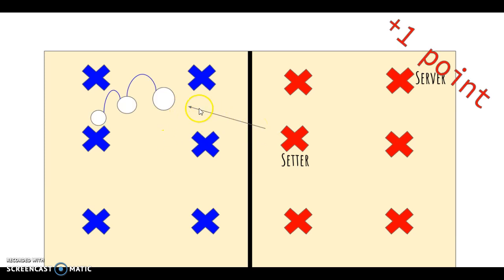So what happened in this scenario? The ball went over the net, it landed once, it landed twice, and it landed 3 times. It bounced 3 times, and these blue players just stood there and watched it happen. They didn't move, they didn't do anything. So this team, the red team, got 1 point because the blue team was unable to return the ball without letting it bounce 3 times.